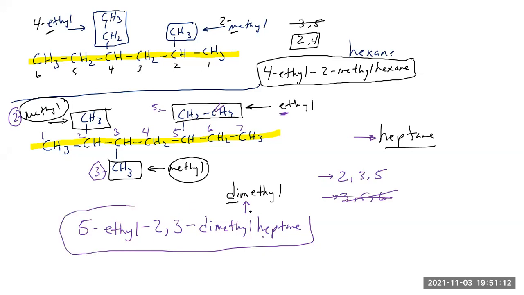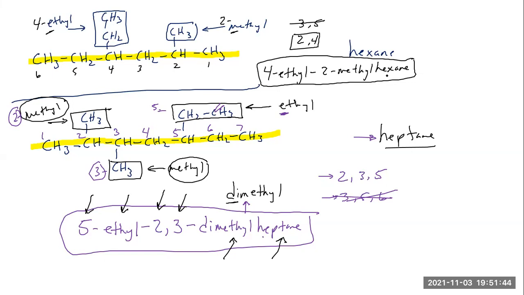So 5-ethyl, 2,3-dimethyl heptane. We're basically just giving locations, and that's what all this really boils down to. We're basically telling people, when we look at the name, I have 7 carbons, and on carbon number 5, you will find an ethyl group. At carbon number 2 and carbon number 3, you will find a methyl group. So again, the name is really just about telling people where everything's located.